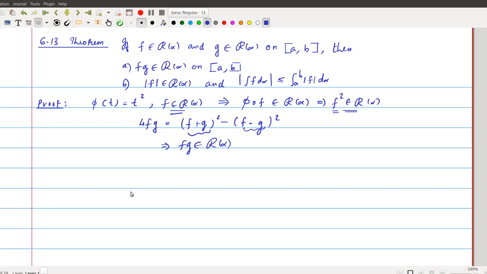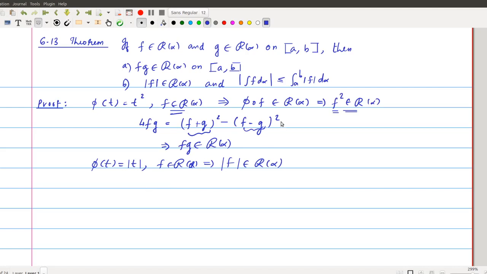Now we will prove the B part. To prove the B part, we first show that mod f is integrable. For that, we take phi of t as mod t. We know that mod t is continuous everywhere on the real line. So if we take a continuous function as phi and f belongs to R alpha, then this implies that mod f belongs to R alpha. That is the immediate consequence of Theorem 6.11.